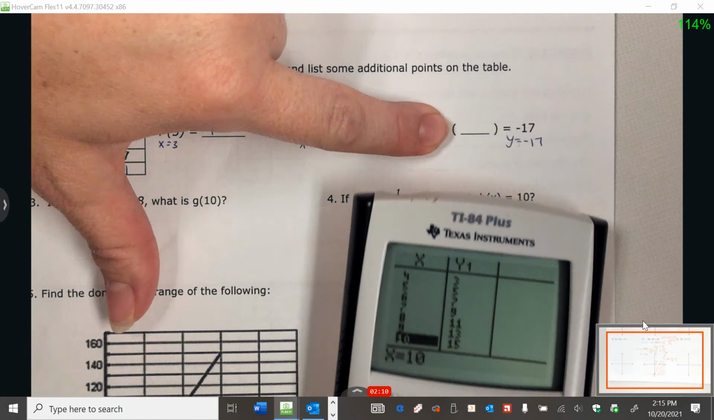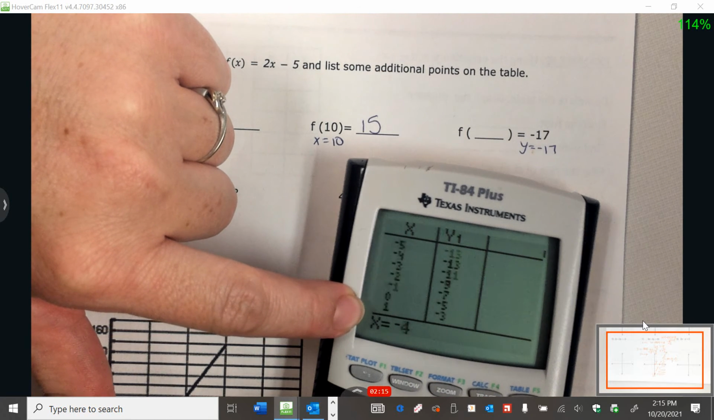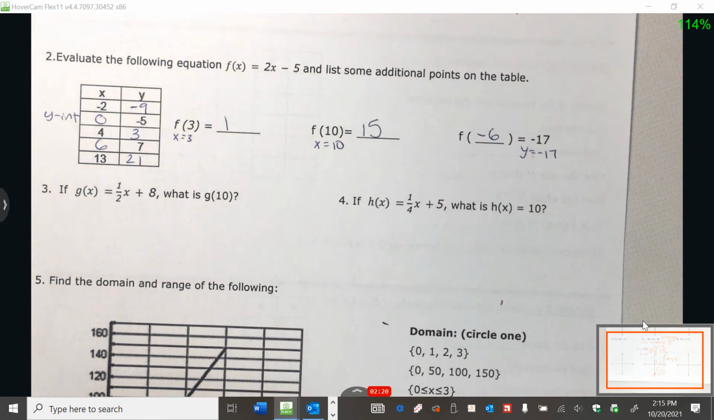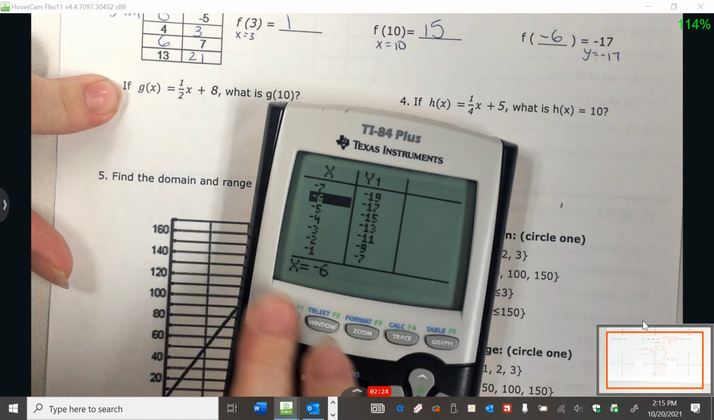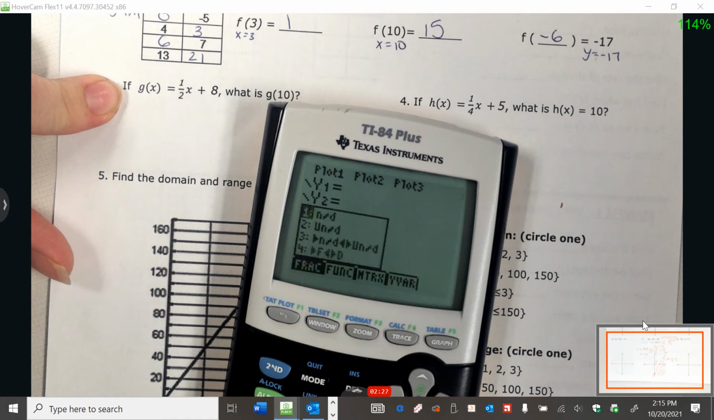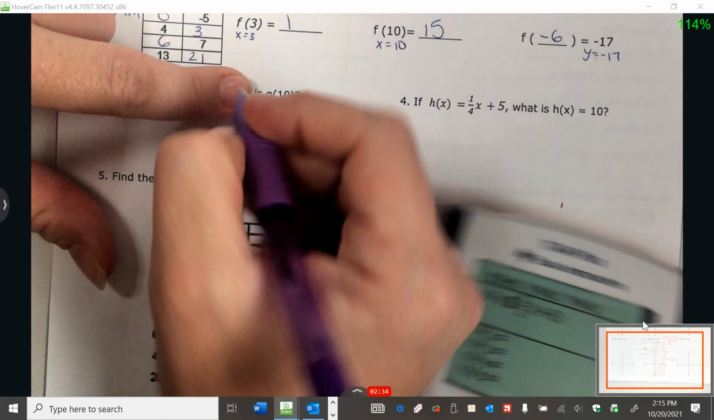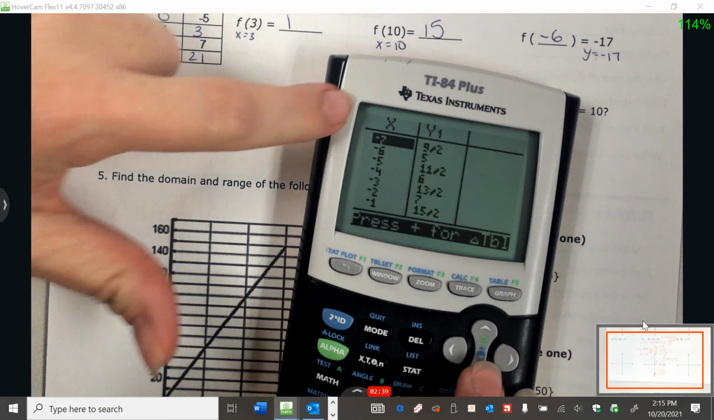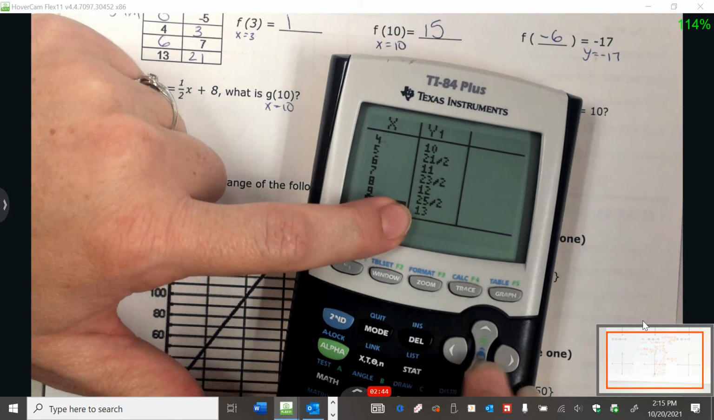And I'm going to find f of something equals -17. So I'm looking in the y for -17. And so f of -6 is -17. And I have g of x equals 1/2 x plus 8. Okay, and I'm looking for g of 10, which is telling me x equals 10 because it's inside, so it's my input. So my x column, I'm going to look for positive 10, and it equals 13.